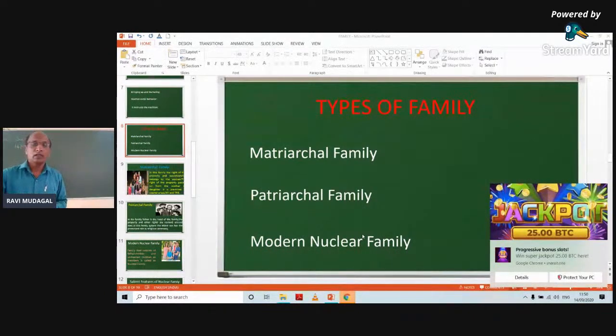Dear children, let's move on to the matriarchal family. What is matriarchal family? What is the nature of the matriarchal family? Let us think about it. Let us study about it.